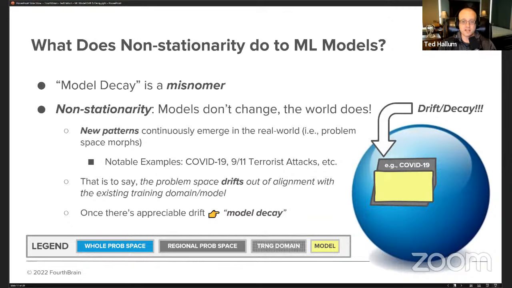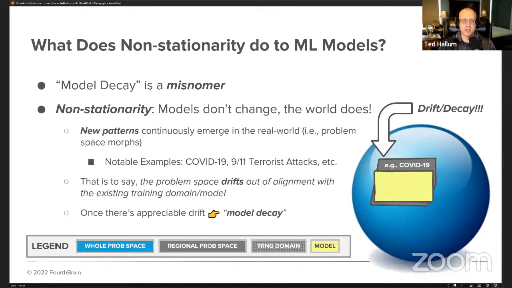For the most obvious examples, you could say that this drift for some problems might be like COVID-19 or the 9/11, September 11th terrorist attacks that happened. Those are certainly examples of drift. There are more subtle and insidious types of drift, which we'll talk about a little bit later in the presentation. But for right now, you could think about them as things like that, things that just fundamentally change the world where the model is operating.